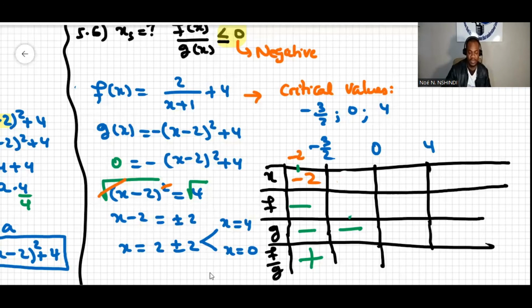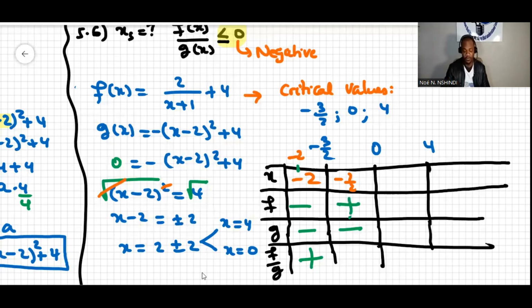I can take a number like -1/2. If I sub -1/2 for x over here, -1/2 plus 1 makes 1/2. 2 over 1/2 is 4. 4 plus 4 is positive. So over here, the interval is positive.